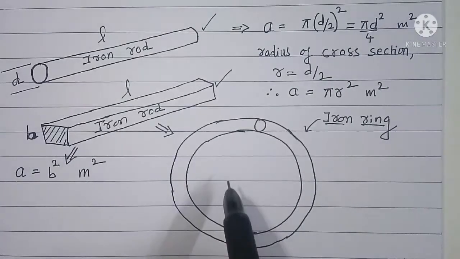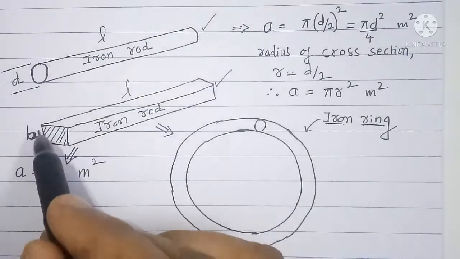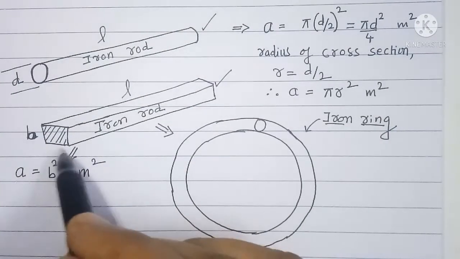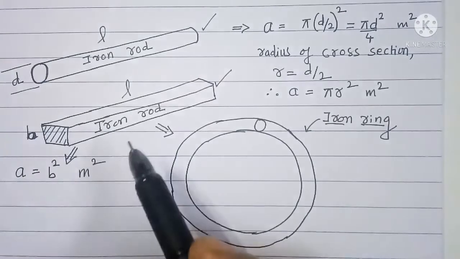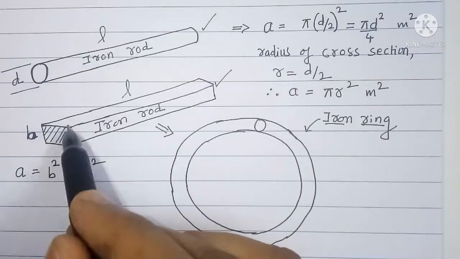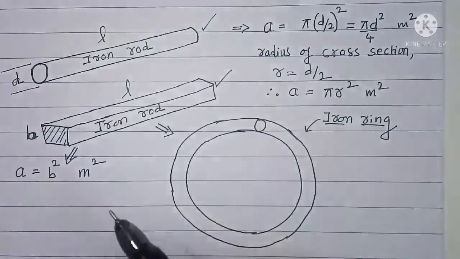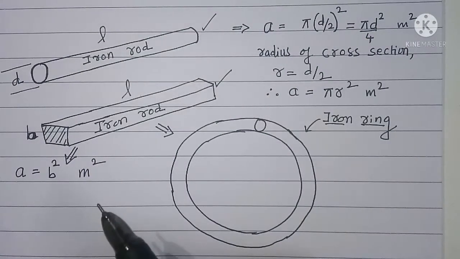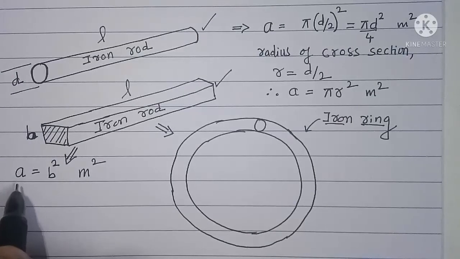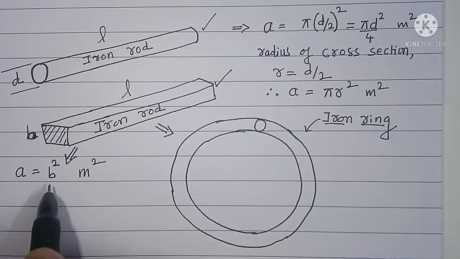In making the iron ring, instead of using a square cross-sectional rod, we can also use a rectangle-shaped cross-sectional rod. In that case, the formula for calculating the area of cross section will change. You all know that the area of a rectangle is B into L.